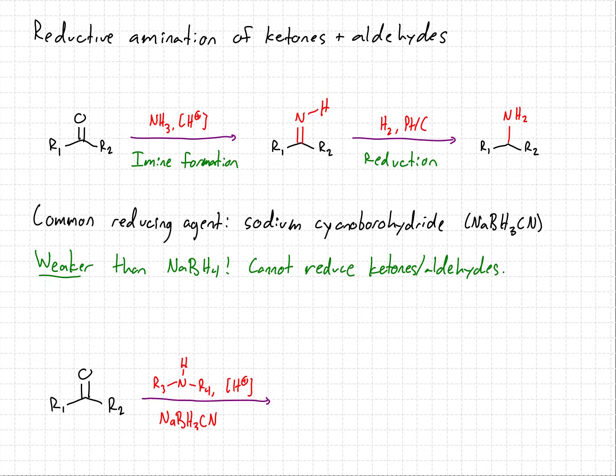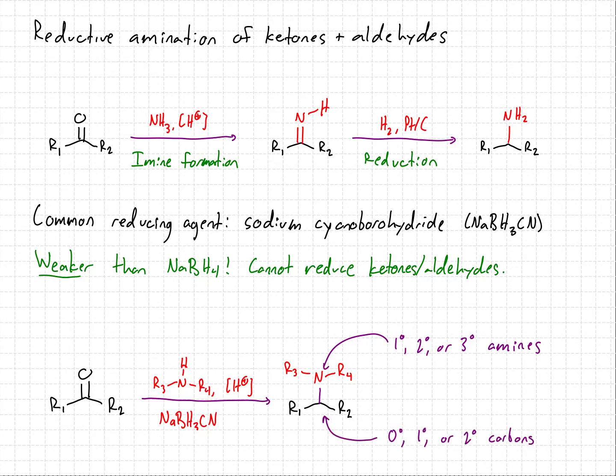This reagent allows for so-called one-pot reactions, where the amine, the ketone or aldehyde, a proton catalyst, and the reducing agent are combined all in the same pot all at the same time. This will give very structurally diverse amines. We can prepare primary, secondary, or tertiary amines, and we can prepare them at methyl, primary, or secondary carbons.